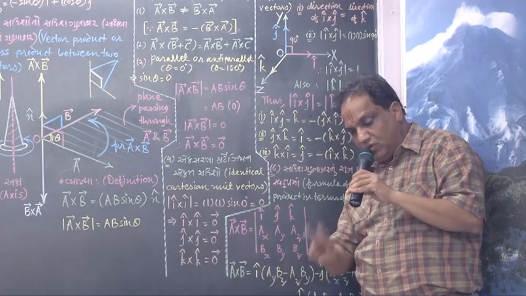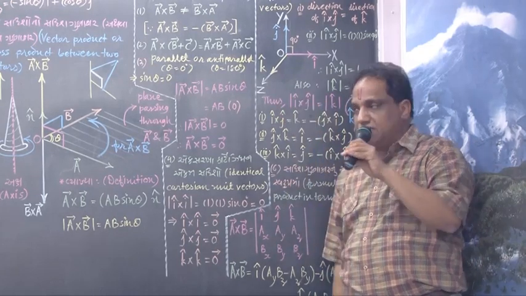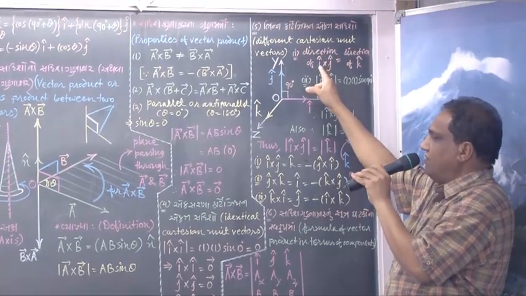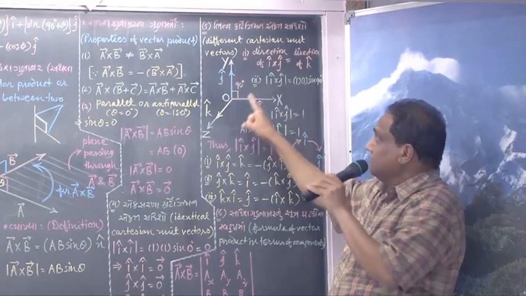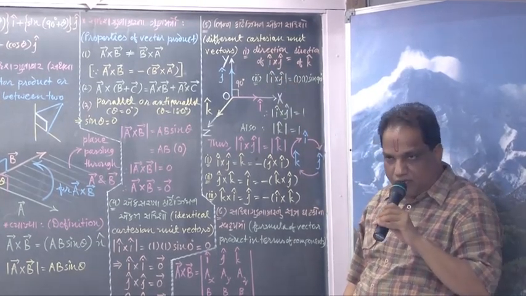Now let us take two different Cartesian unit vectors. I want to find out the direction of i hat cross j hat. This proof is not there in the textbook, so better you see here. Direction of i hat cross j hat. I'll show you how to get it.